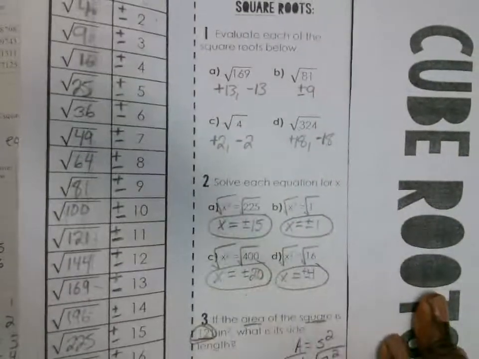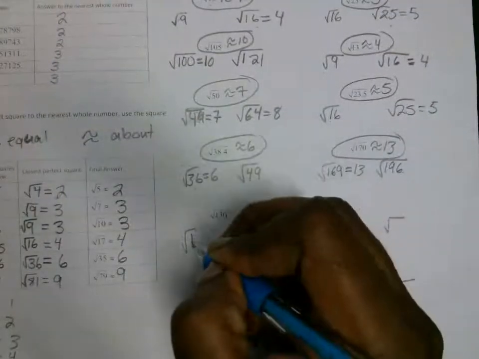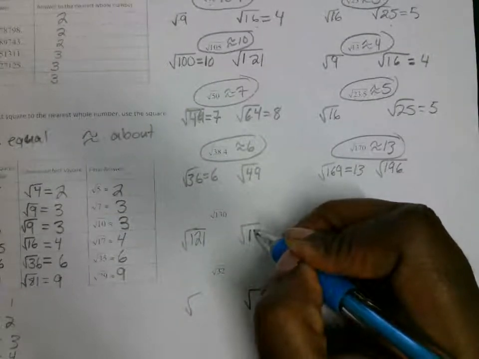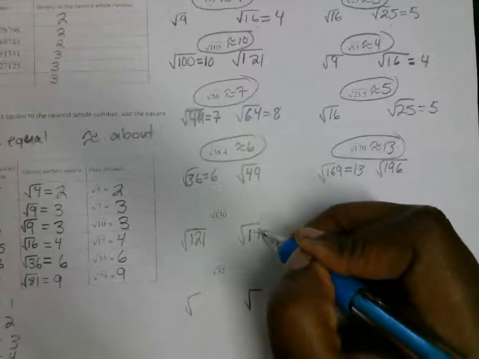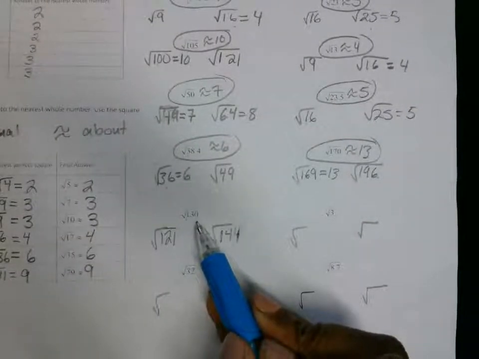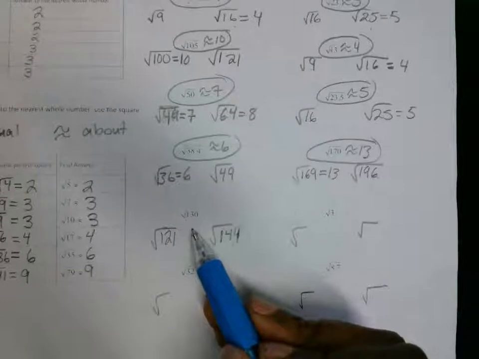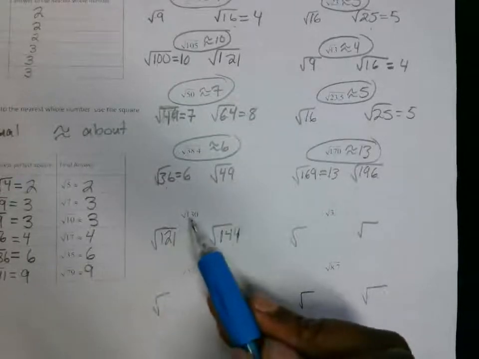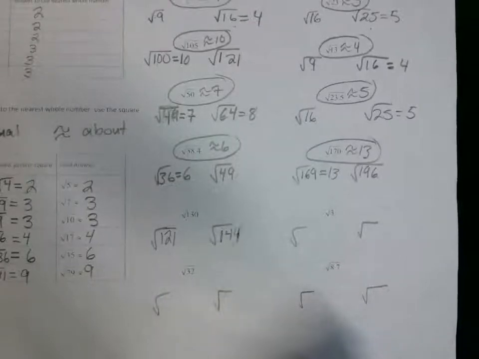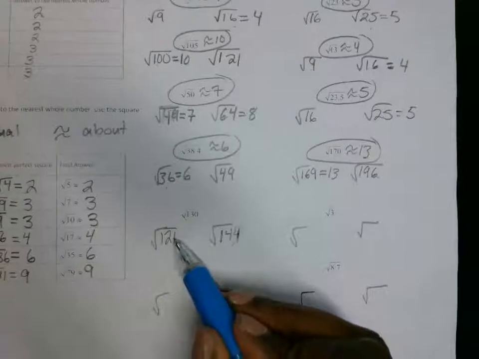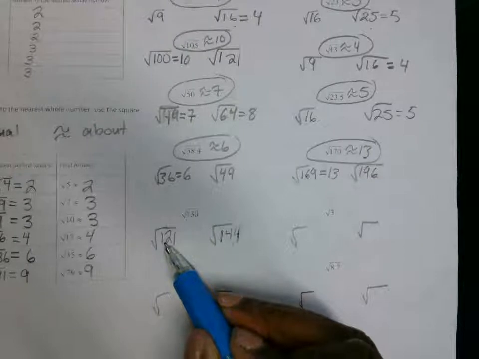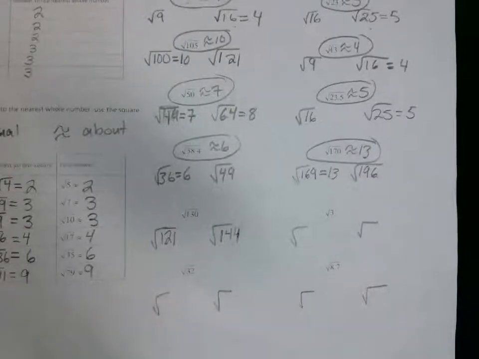We have the square root of 121, and the square root of 144. After we write those two, now we need to decide which one it is closest to. Is it closer to 121 or closer to 144? Subtract if you're not sure. How far is it from 121? Just subtract. There's no harm in subtracting.